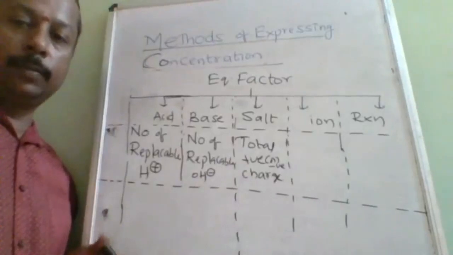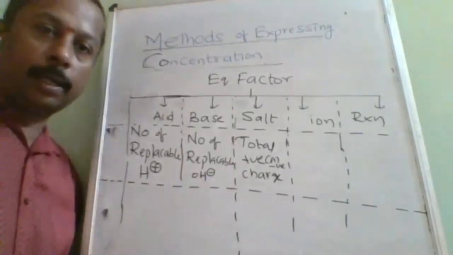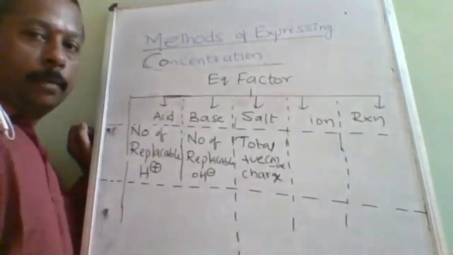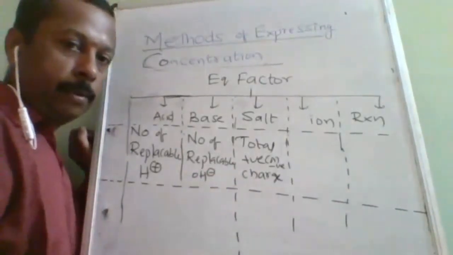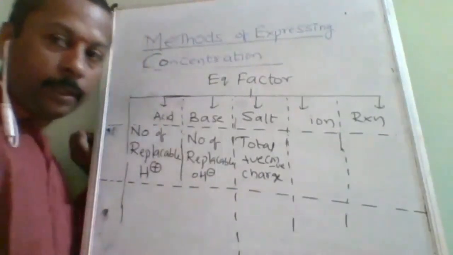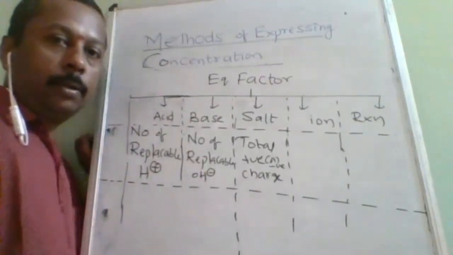If positive charge is more, it will be cation. If negative charge is more, it is going to be anion. So in a salt, both will be same. Whichever you are comfortable with, if you are comfortable to calculate positive charge, then also okay. If you are able to calculate negative charge, then also okay.